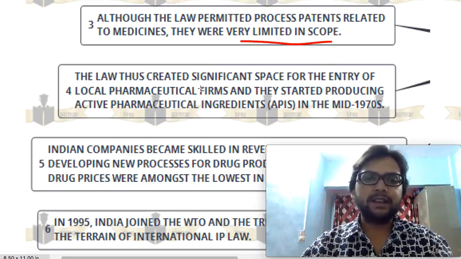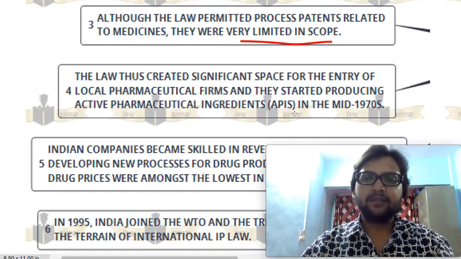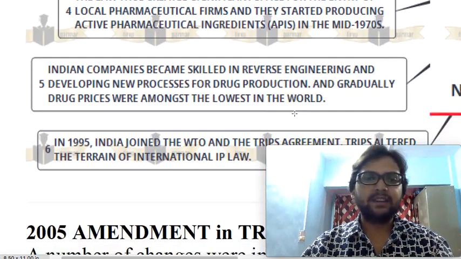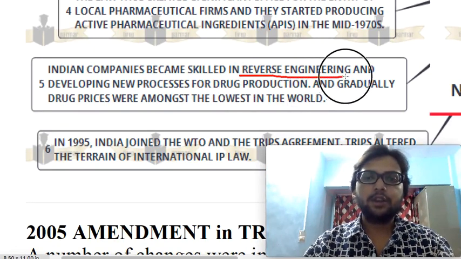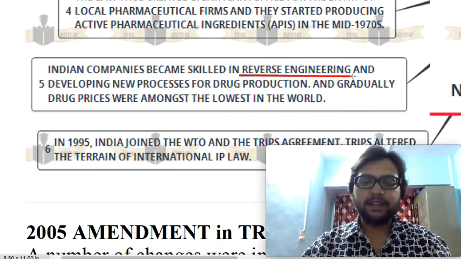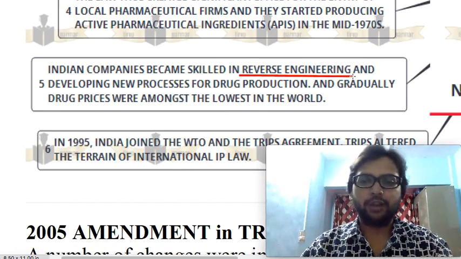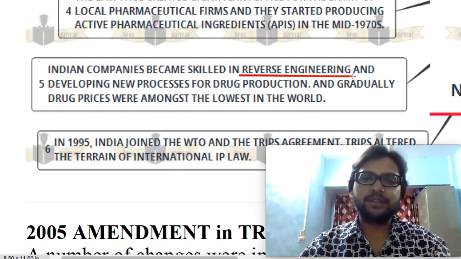The law thus created significant space for the entry of local pharmaceutical firms, and they started producing active pharmaceutical ingredients from the year 1970. Then Indian companies became skilled in reverse engineering. Now this is a very important point. Reverse engineering means just purchase some medicine from the market, study its formula, and create a pirated copy of the same, in short. So that is what we mean by reverse engineering.